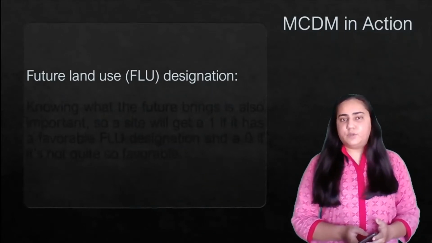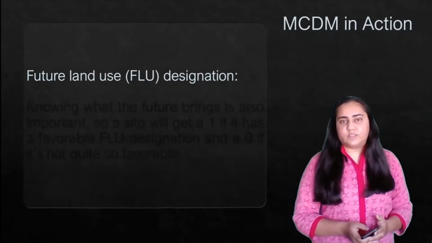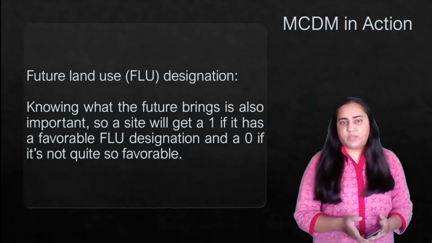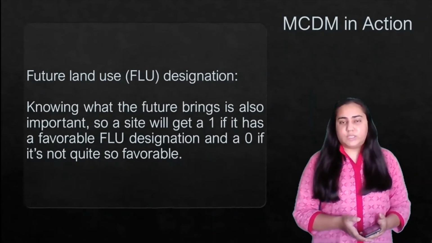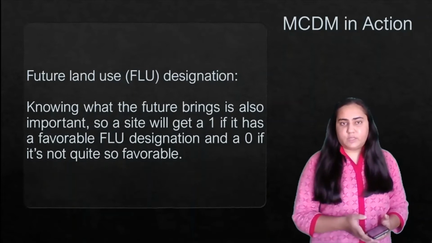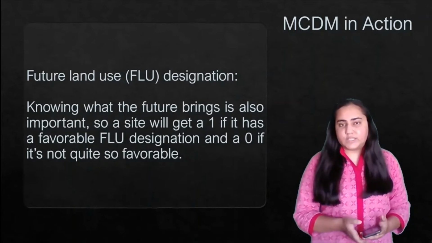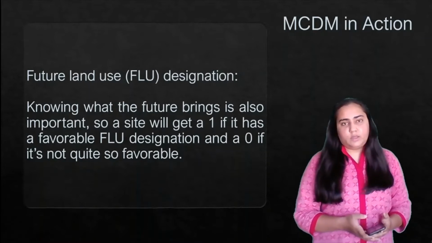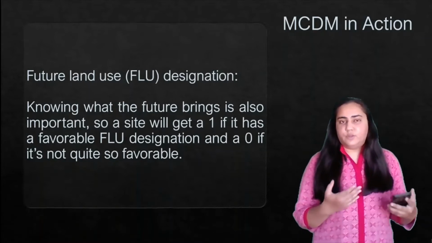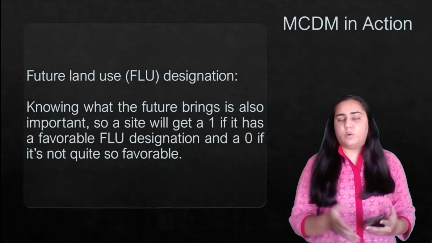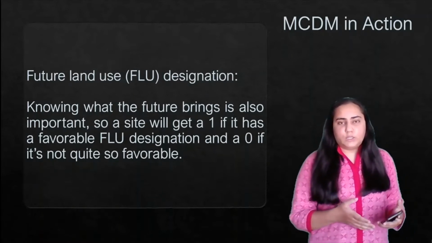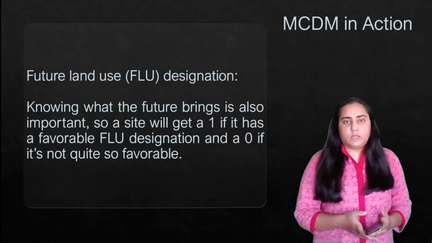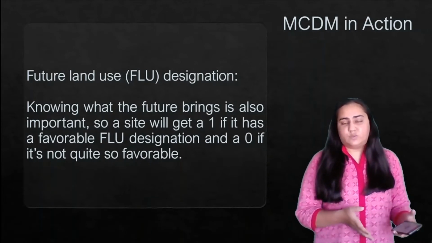The next is future land use, which is also known as FLU designation. Knowing what the future brings is also important. A site will get a 1 if it has a favorable FLU designation and a 0 if it's not quite so favorable. Future land use means what would happen in future to that land or the land nearby. It's important to know that as well.